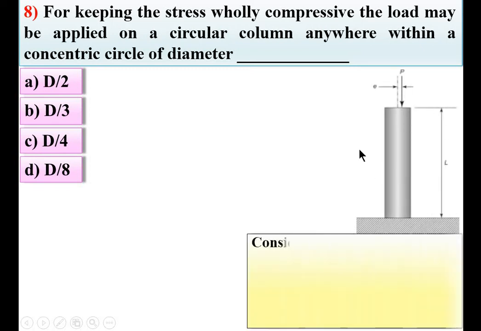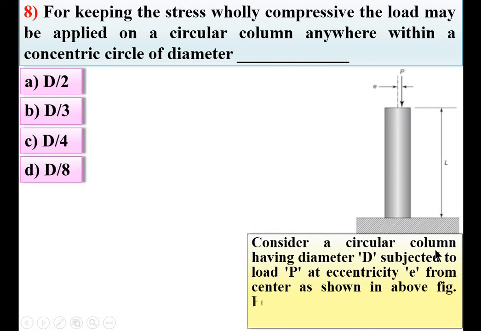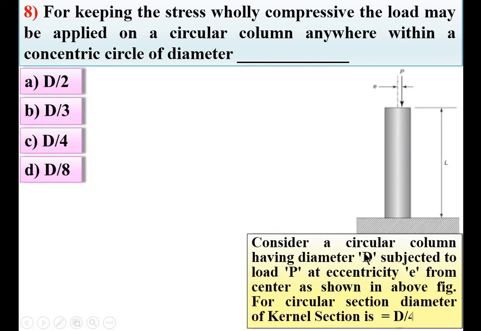Now look at this figure. This is the column and this is the compressive load, and that is with some eccentricity. So consider a circular column having diameter d subjected to load P at eccentricity E from center as shown in the figure. For a circular section, the diameter of the kernel section is always d by 4. Sometimes it is called the core section also.